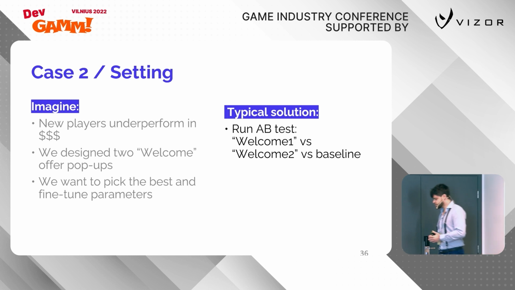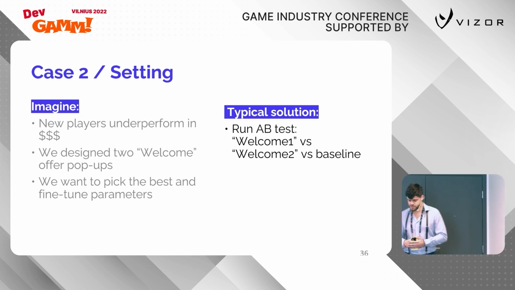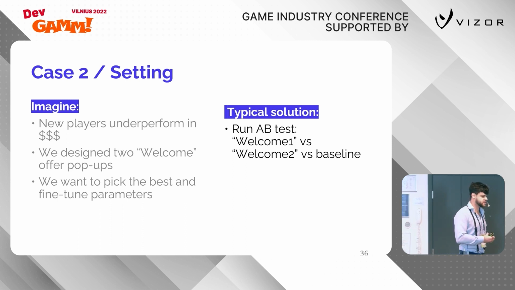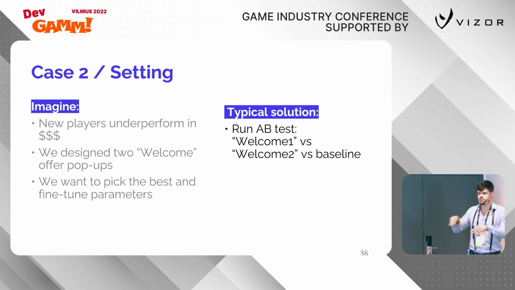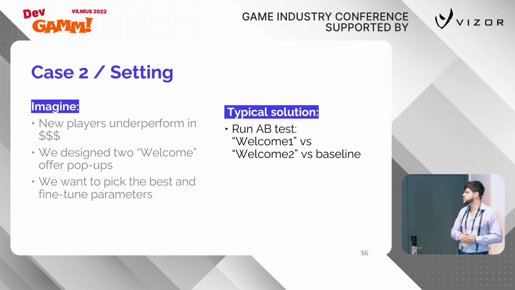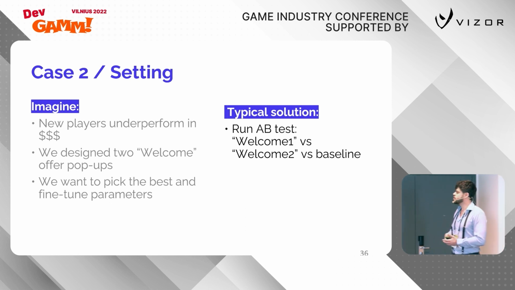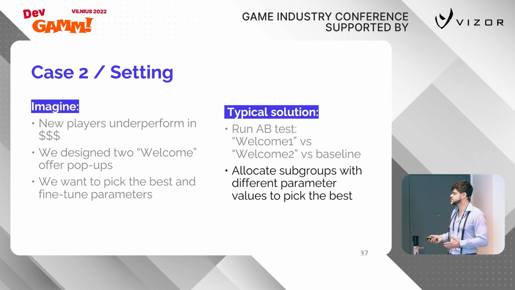The typical solution is to run A/B tests and decide which one is the best, and probably split each group into a bunch of subgroups for each of the parameter sets, and use this large A/B test to decide what's the best of the 2 offer pop-ups, and then decide which is the best parameter set.